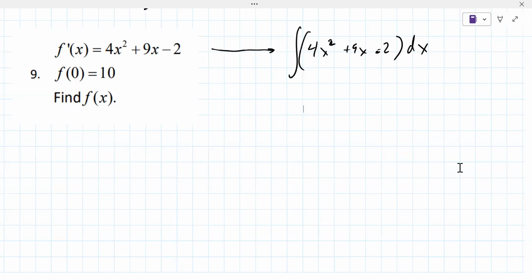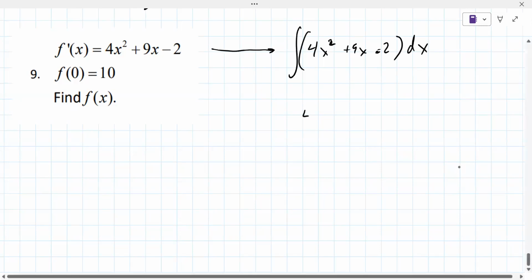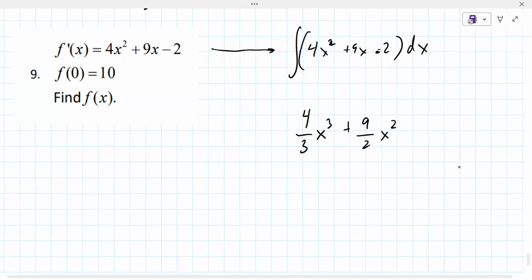Okay. 4x cubed all over 3. And then plus 9x squared all over 2. Or yeah, 9 over 2 x squared. And you're saying it's fine? I'm just writing it slightly different, but yes, that's correct.